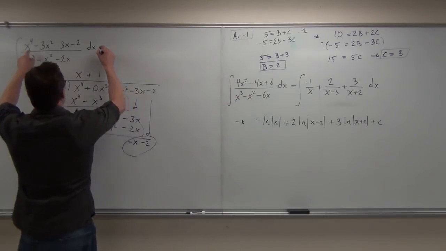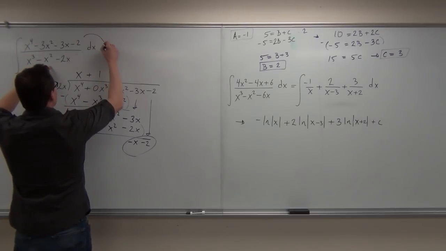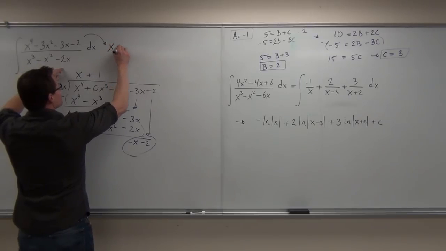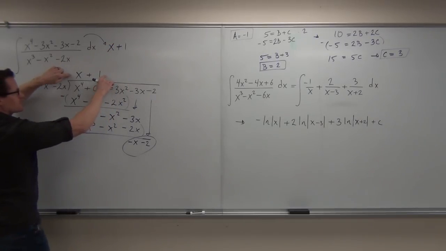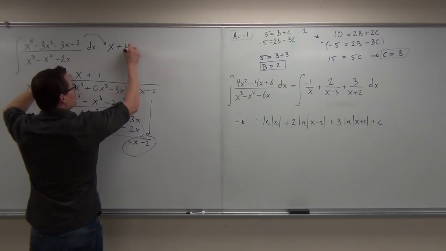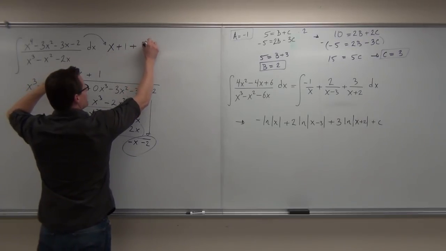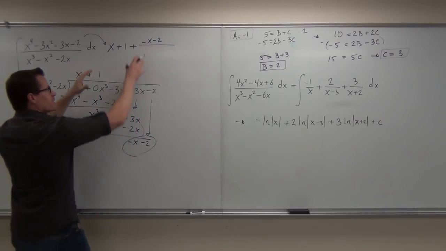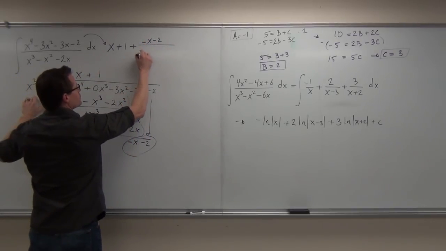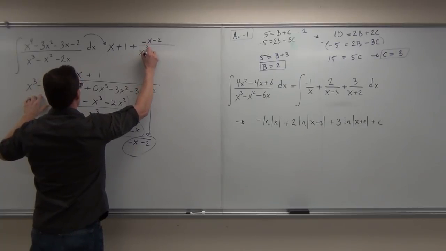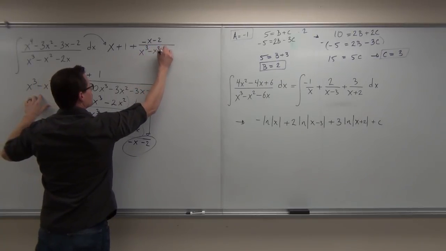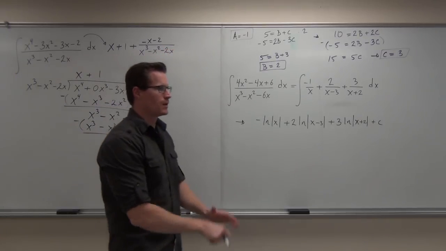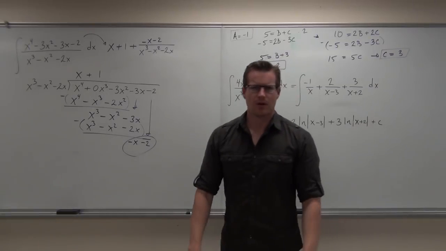Here's how you write your remainder. What this says is that this fraction is the same thing as x plus 1, this is our quotient here, plus the remainder of negative x minus 2 over, and when you write your remainder, it's always your remainder over your original denominator. Are you okay with that so far?